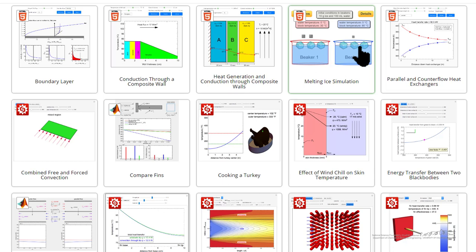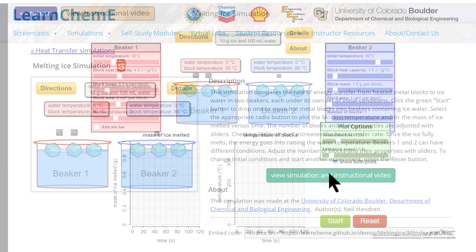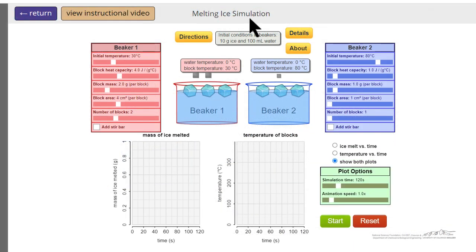But if we look at, for example, the melting ice simulation to give you a better idea of how these simulations work. Many of the simulations, not all, have short videos that describe how to use them. And most of the simulations rely on using sliders.